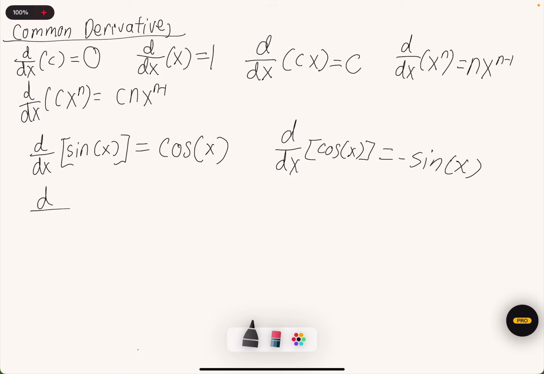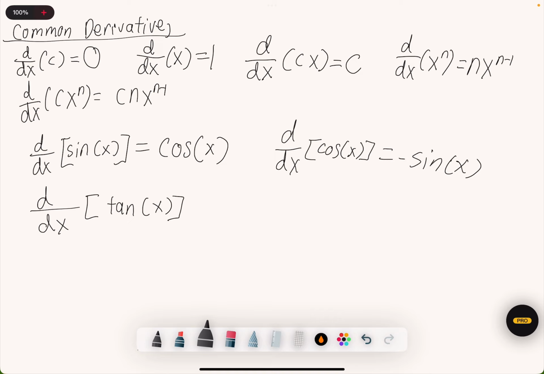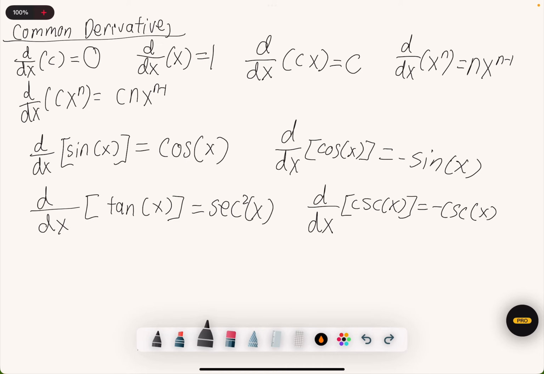Then we also have tangent, right? The derivative of tangent x is secant x squared. Now we have the derivative of cosecant x, and that's just negative cosecant x times cotangent x.